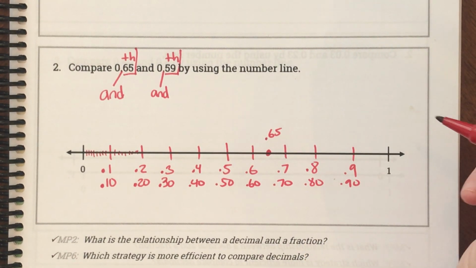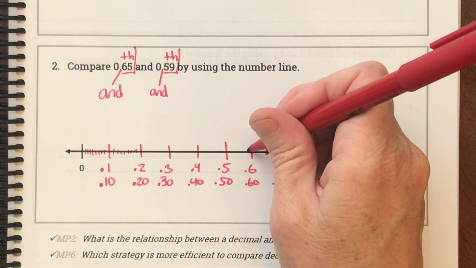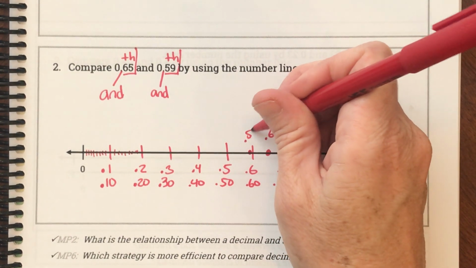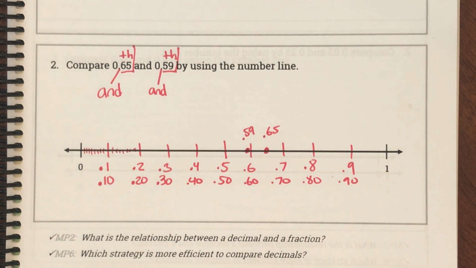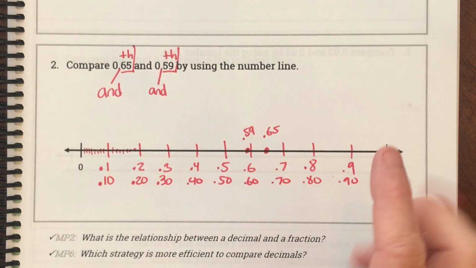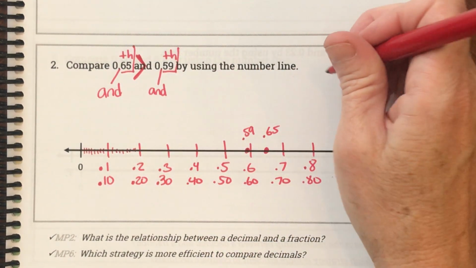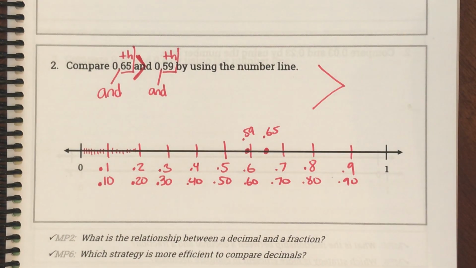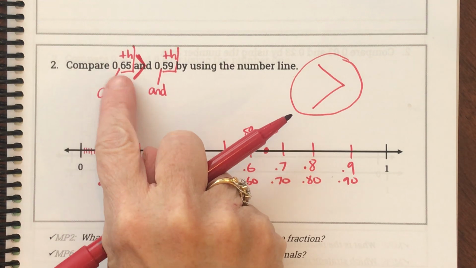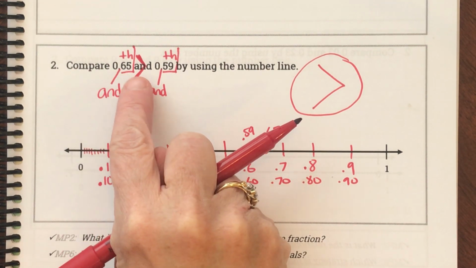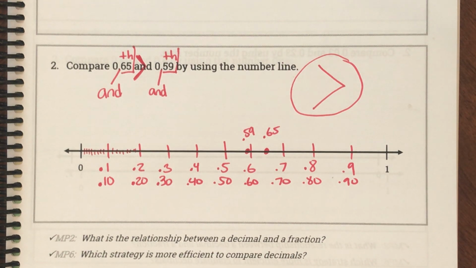And then 59 hundredths is going to go between 50 and 60, but almost at 60. That's where 59 hundredths is going to be. So which one's larger? The 65 hundredths. So I'm going to grab that one. And I can't write less than, so that's called a greater than symbol. So 0 and 65 hundredths is greater than 0 and 59 hundredths.